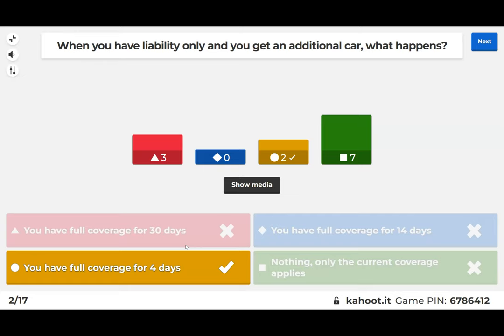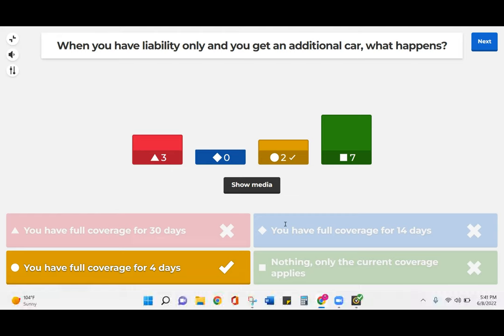So that if you crash your brand new car, it's covered. No matter what auto insurance you have, liability only, like barely any coverage on your car, if you get a brand new car or acquire a new car, it doesn't have to be brand new, by the way, if you simply acquire a new-to-you car, you will automatically get Part D for 4 days with a $500 deductible. So when you have liability only, Part A, and you get another car, that other car will automatically have full coverage for 4 days. That's enough time to go to your insurance agent's office and get that car added, with a $500 deductible.